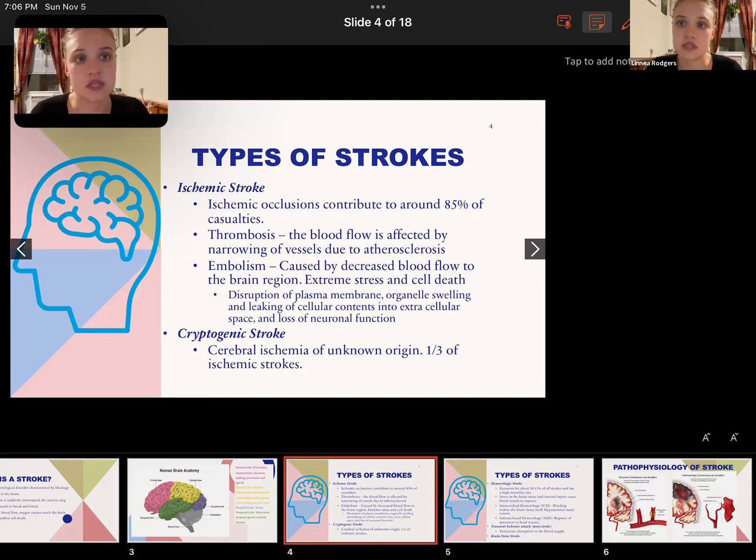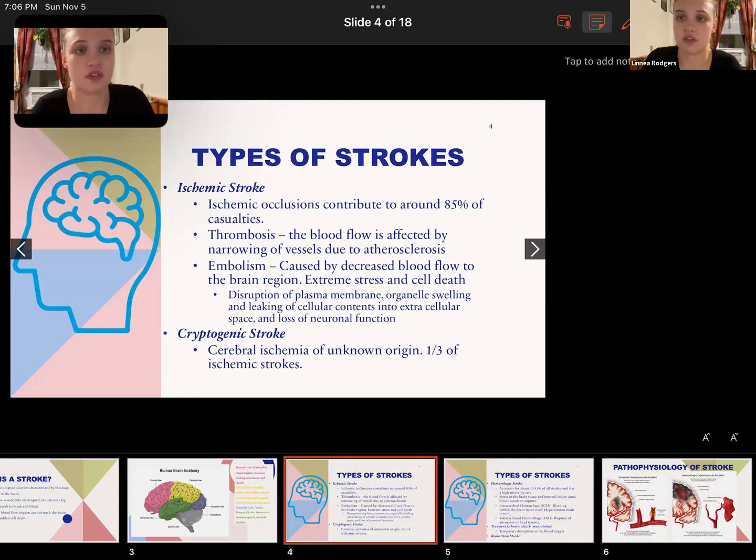So a thrombotic stroke: the blood flow is affected by the narrowing of vessels due to atherosclerosis. Thrombosis refers to local coagulation or clotting of the blood, and atherosclerosis is the thickening or hardening of arteries. So things like built up plaque in the inner lining, fatty substances, cholesterol, cellular waste products, and calcium are all things that contribute to atherosclerosis and identifying that.